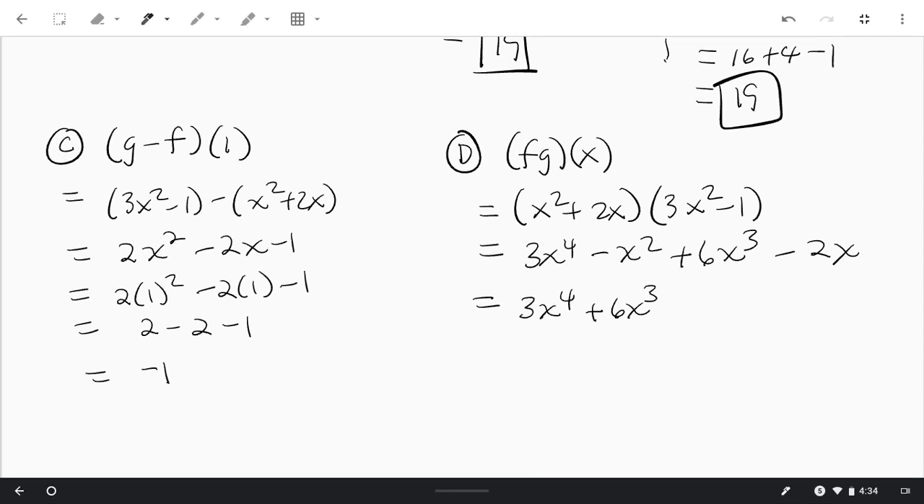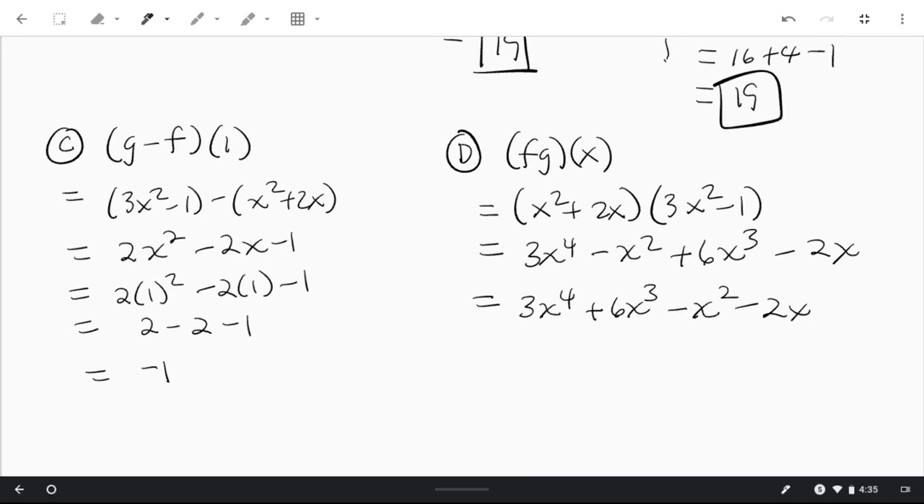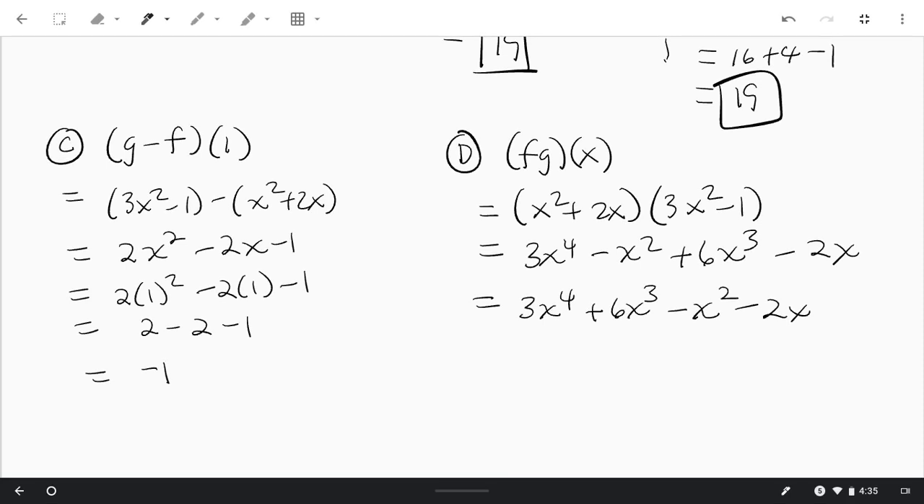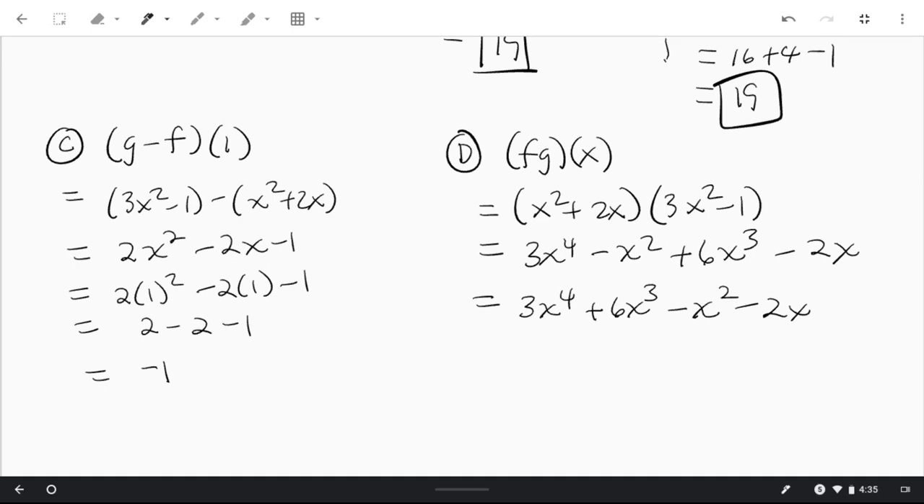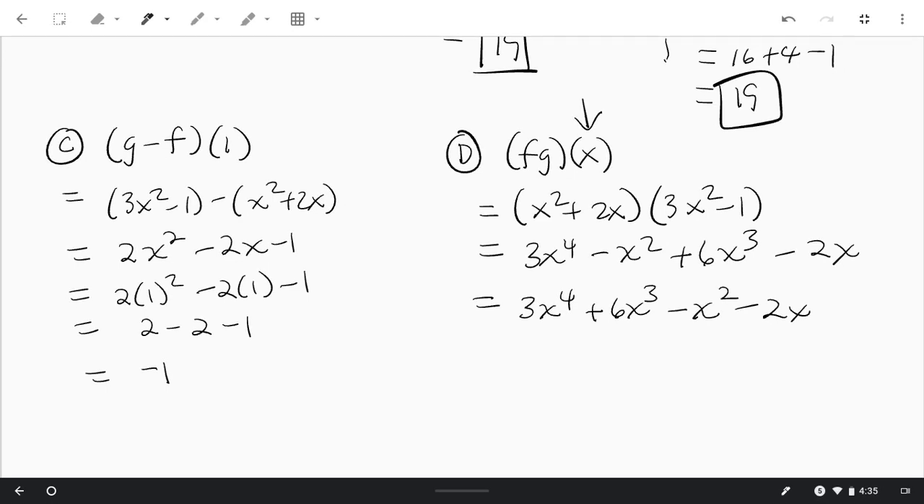Again, there is no particular x value to evaluate for, so this is as far as we can take this problem. If you don't see a number there, you're just doing the operation and not evaluating.